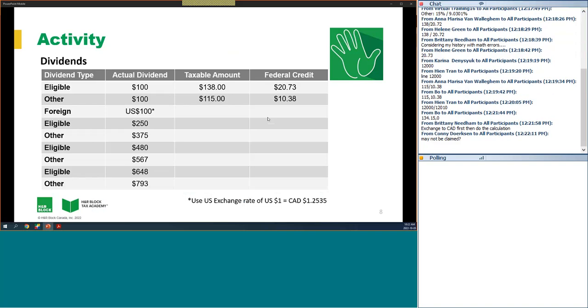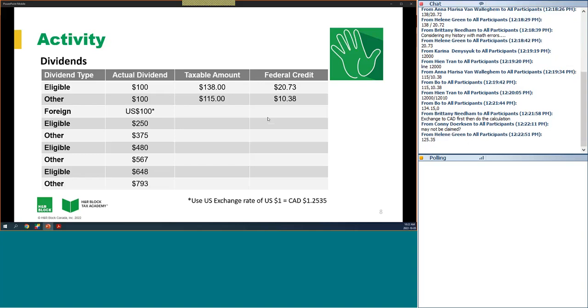It is 1.2535. So what is the value? And Connie says it may not be claimed. Well, it has to be reported as income, so we have a taxable amount. What is the taxable amount? The taxable amount, we don't need to worry about a gross up because it wasn't taxed in Canada, but it has to be taxed in Canada now. So the taxable amount will be the conversion from US to Canadian.